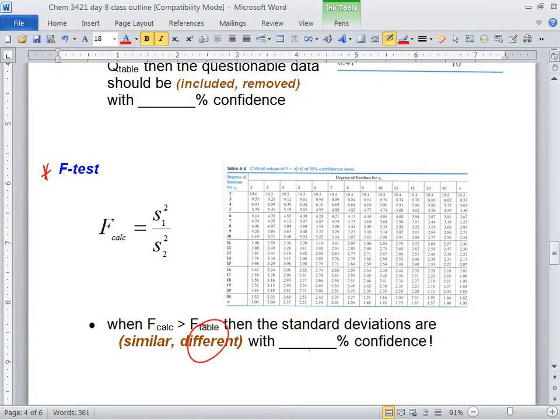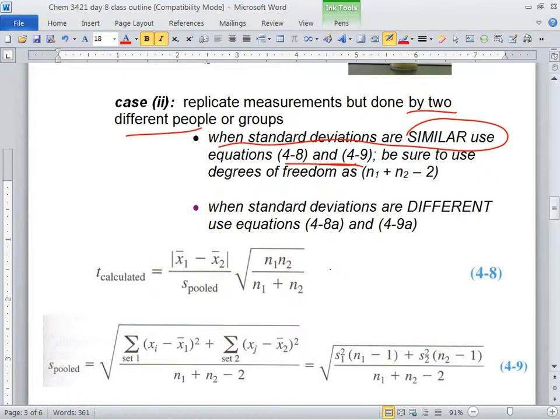I got to read that small print. See, this table is only at 95%. It only has one kind of percent listed, so everything's at 95%. So you'd have to do the F test first to see if they're similar or different. If they're similar, oh great, I can just use 4.8 and 4.9. But if they're different, according to the F test, then you use 4.8a and 4.9a. You're going to have to start looking in the book. These equations are getting ugly.